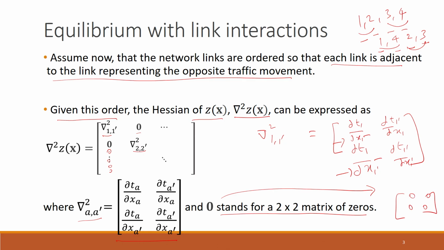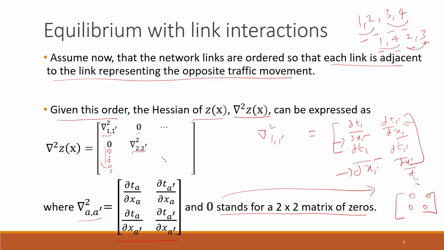Similarly, the travel time on this link 1 dash will only be non-zero with respect to the flow on link 1, which is opposite to link 1 dash, and with respect to the flow on link 1 dash, okay. So, therefore, all the other entries below this will be 0, okay. So, that is why we have the 0 matrices, corresponding to 2 cross 2 matrices of 0, being shown here. Okay.